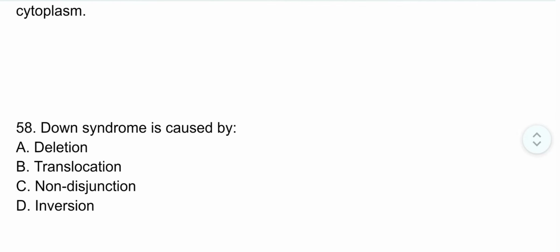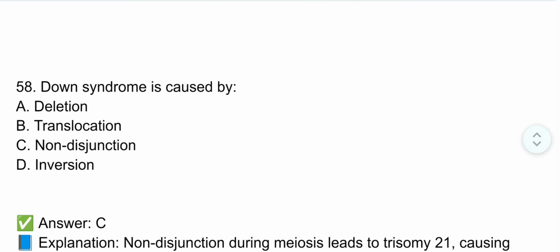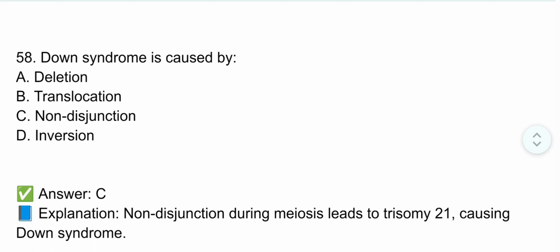Question number 58. Down syndrome is caused by? The correct option is option C. Non-disjunction. Non-disjunction during meiosis leads to trisomy 21, causing Down syndrome.